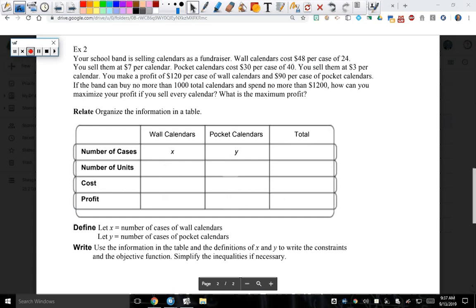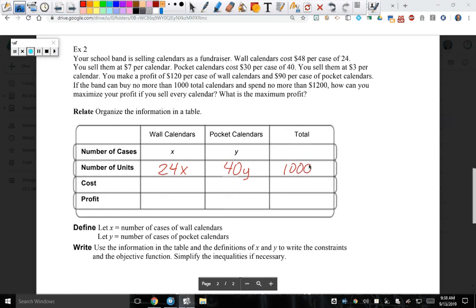Alright, so let's look at the number of units, and let's look at wall calendars and pocket calendars. Okay, Daxton, what would you put for wall calendars on number of units? 24 what? Yeah, so the variable, you're right, would be 24x. Perfect. Skylar, what would you put for pocket calendars? 40 what? 40y. Yep, 40y. Alright, so let's go to Catherine. What would you put for the total of number of units? 1,000. Yes.